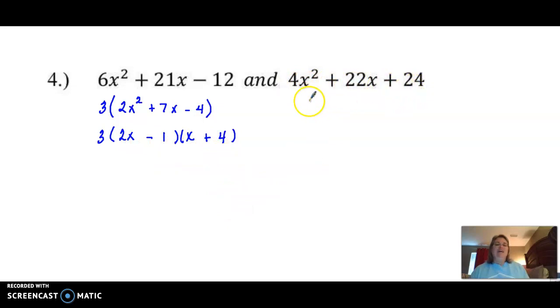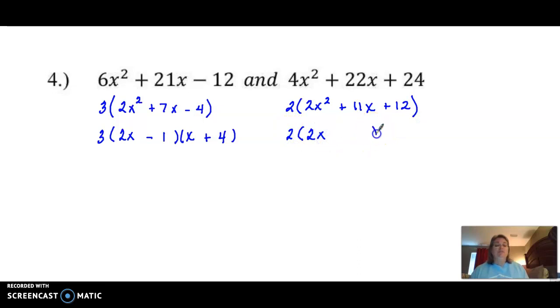Same thing over here, common factor. I look for a 4. I'd like to get rid of it, but notice 4 doesn't go into 22. But I do know that 2 goes into all of those. So I'm going to have 2x squared plus 11x plus a 12. So let's try to factor that.